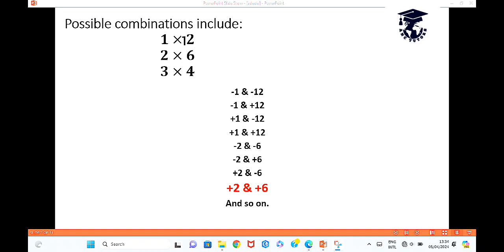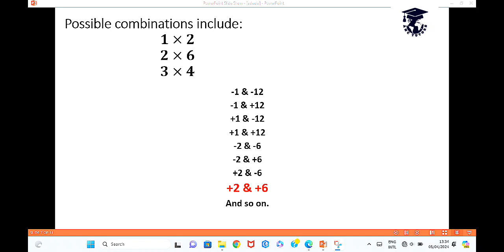And I'll try to look for as many combinations of numbers that whenever I multiply them together, it will give me 12. So I will start from 1. 1 times 12 gives me 12. So that's one combination. Then I'll move on to 2. 2 times 6. Then I'll move on to 3. 3 times 4.